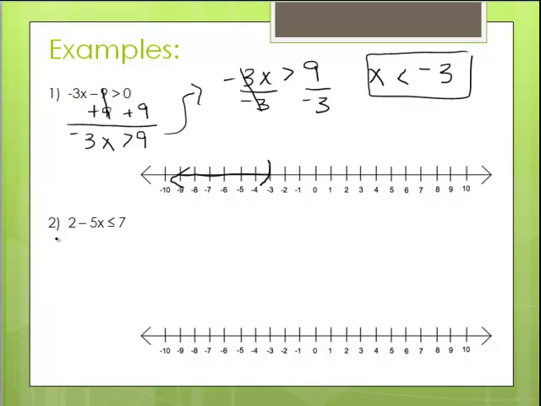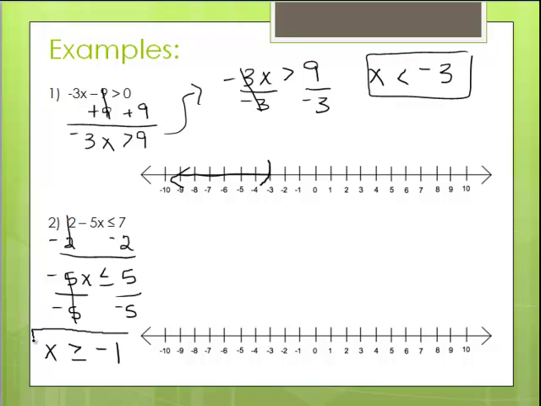It doesn't have the or equal to, so we put a parenthesis on it. So how about the next one? We're going to subtract 2. So we get negative 5x is less than or equal to 5. We divide by negative 5. Again, we're dividing by a negative, so we must flip the inequality sign. So this is our solution. x is greater than or equal to negative 1. Greater than is to the right. Or equal to means we use a bracket.